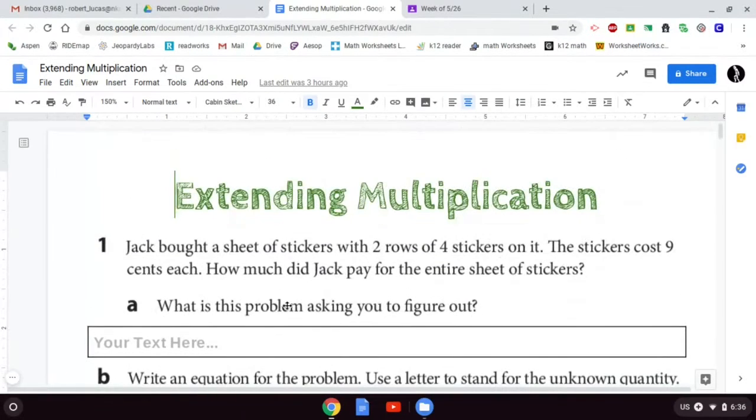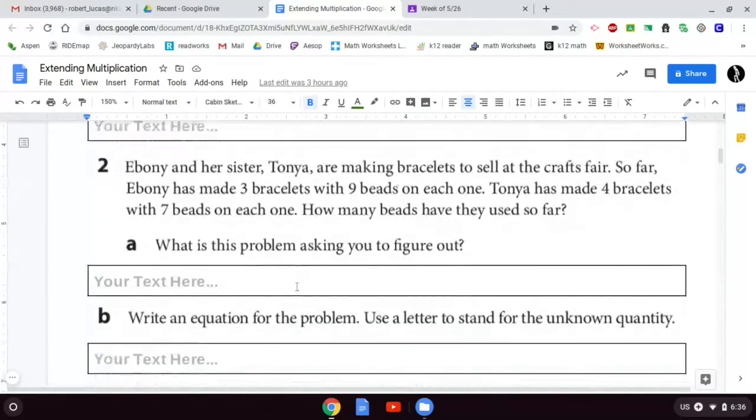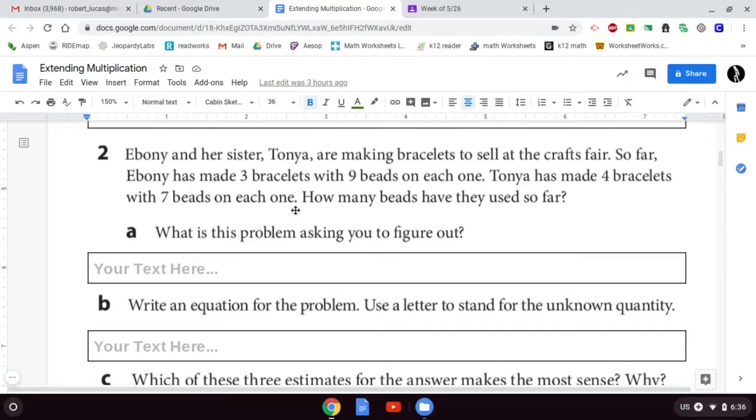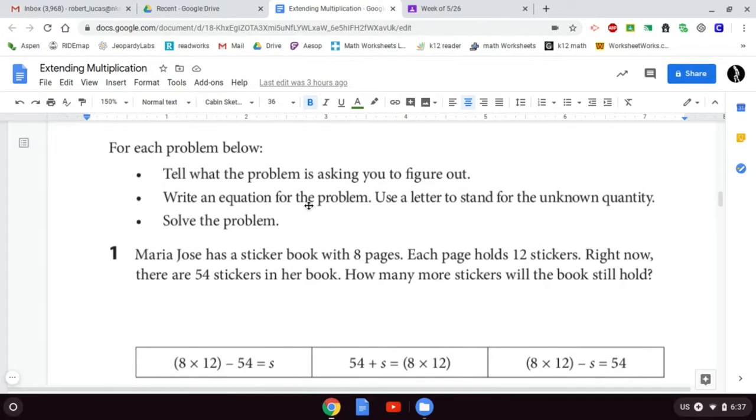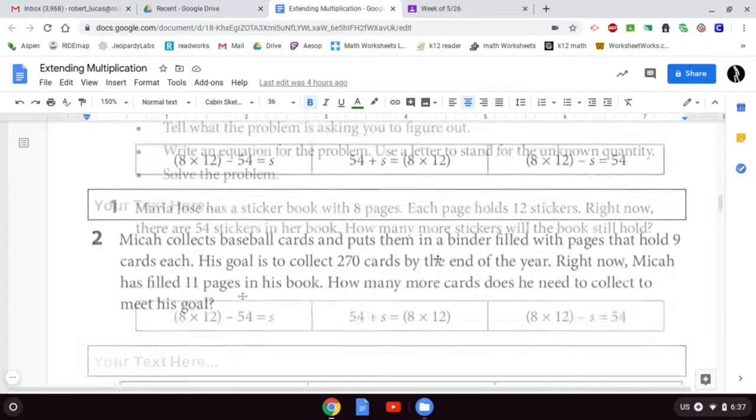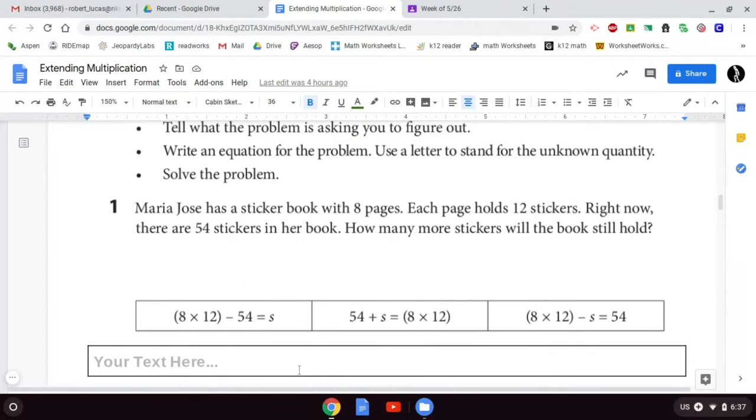You've got a few of these to do. One with Jack and a sheet of stickers. You get another one that is Ebony and her sister Tanya. They're making bracelets. On the next page, you're going to read the word problems and identify which one of these equations outlines this word problem, and then you're going to solve it. Down here where it says your text here, this is where you're going to enter your answer.